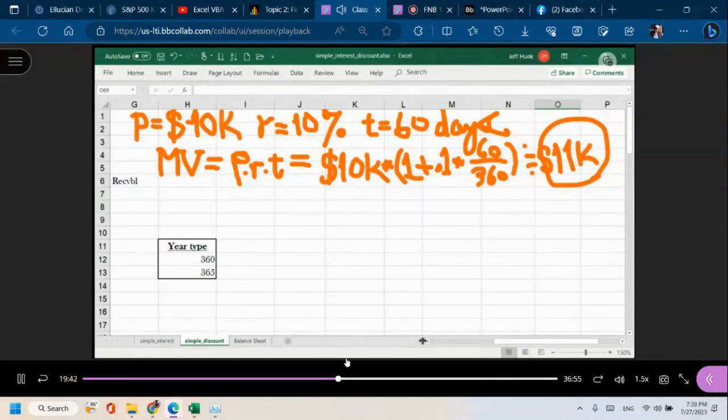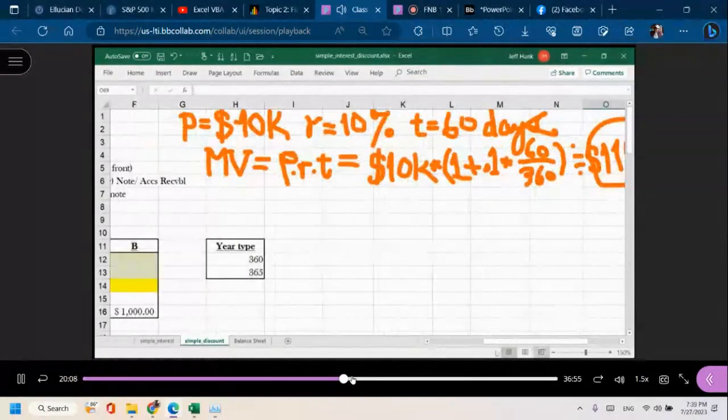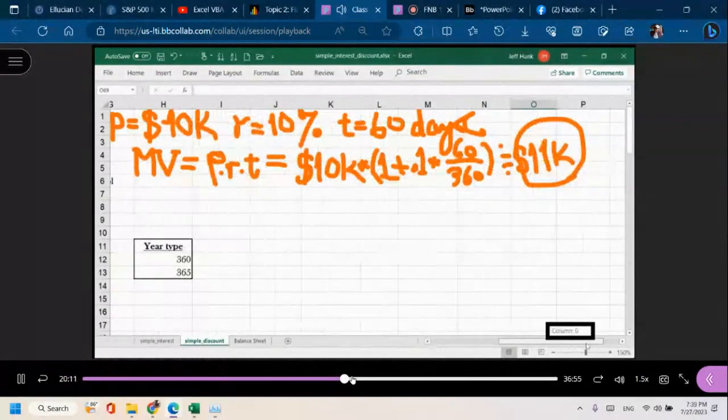They keep it to themselves. Okay, makes sense? That process is called discounting. I mean, because the maturity value was 11K, but they discount it to 10K and just give 10K to the seller. Now, this process is called a simple discount, right?